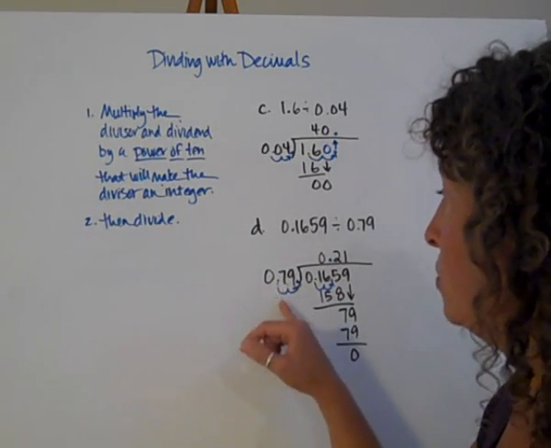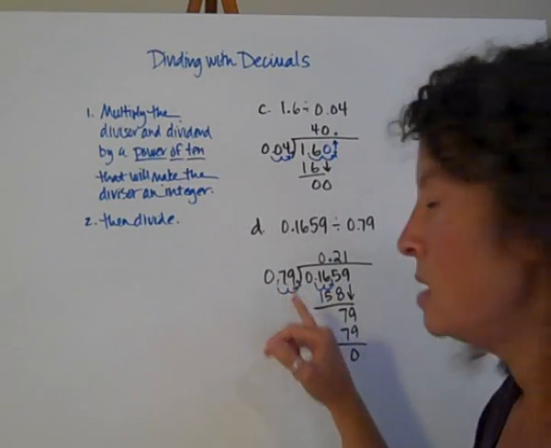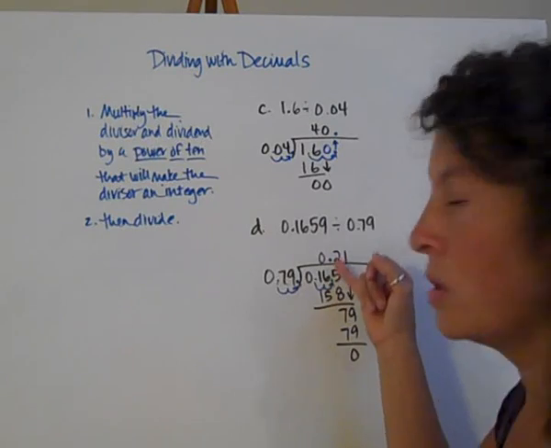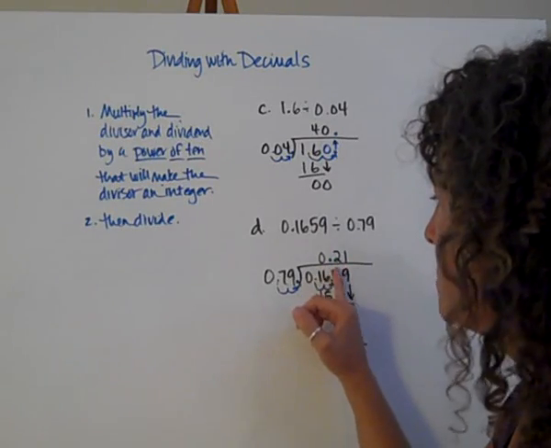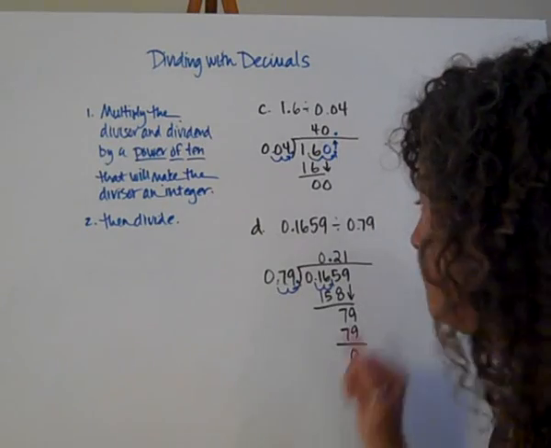My divisor, I'm going to move this decimal over enough places to make it an integer. 2 places in this case. I'm going to move it 2 places in my dividend also. That's where my decimal goes in my answer. So whatever I get between that 6 and that 5, that's where the decimal will go in my quotient.